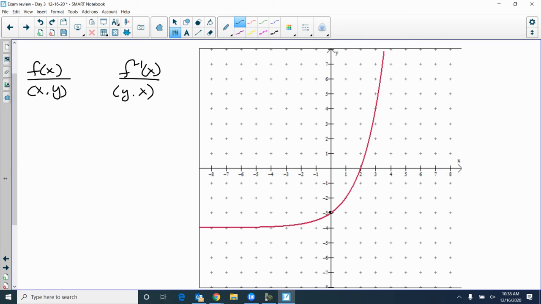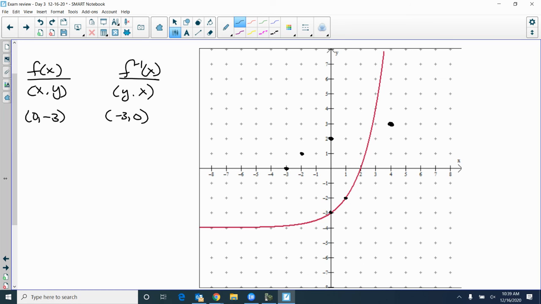So 0, -3 would be -3, 0, which would be right here. And then I got 1, -2, which would be -2, 1. 2, 0 would be 0, 2. 3, 4 would be 4, 3.